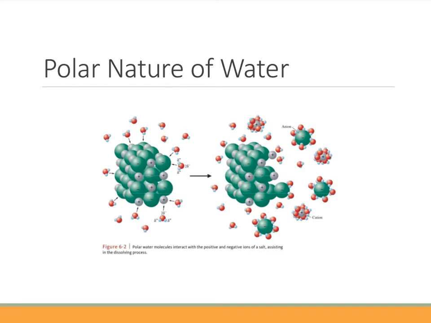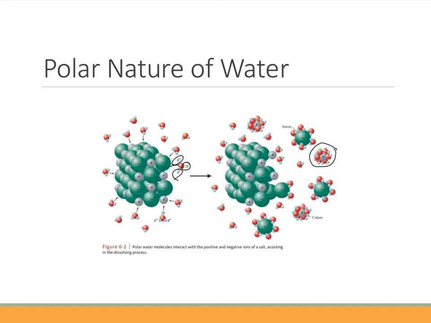When water interacts with an ionic compound that is soluble, the different ends of the molecules orient themselves around the different ions. So in water, the negative end of the water molecule is the oxygen atom. That will be attracted toward the positively charged cation in our soluble salt. The hydrogens, which are positively charged, are going to orient themselves around the anion to try to mitigate that charge.